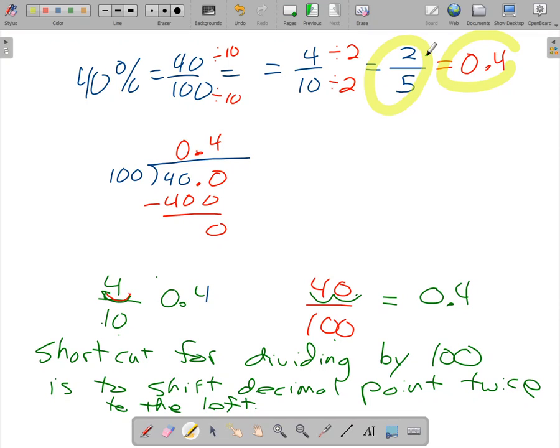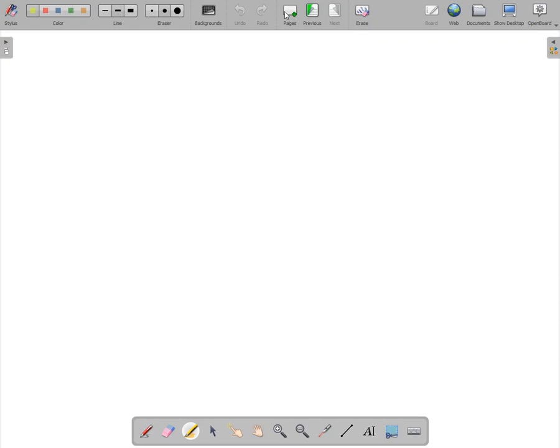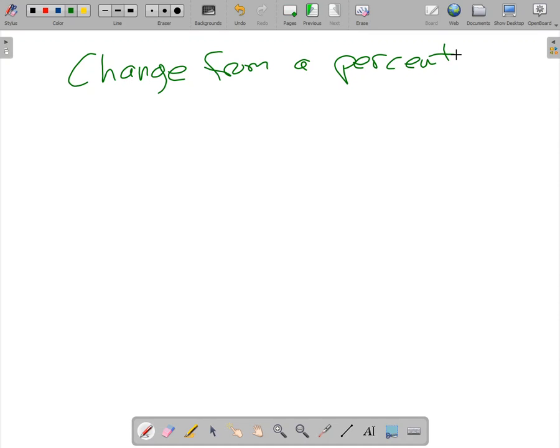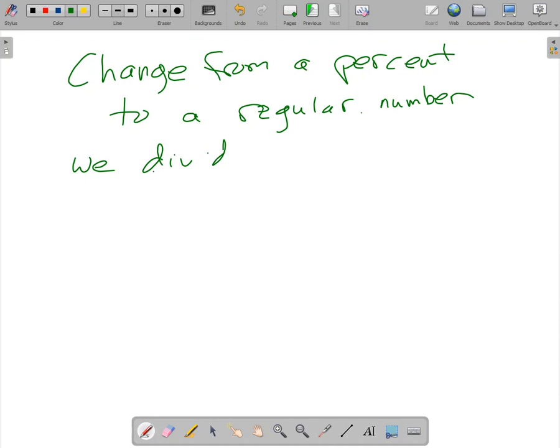So just a note, when we change from a percent to a regular number, and I'm calling it a regular number because the percent symbol goes away. If the percent symbol's there, it's not a regular number, it's a percent. If the percent symbol's gone, it's a regular number. So to convert from a percent to a regular number, we divide by 100. So that's a rule, that's an algorithm.